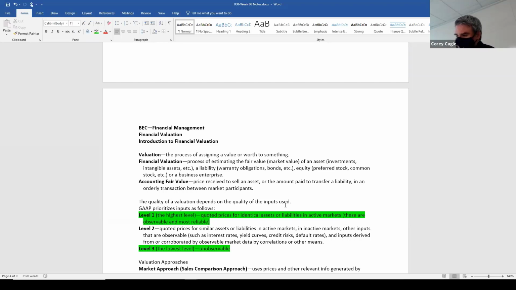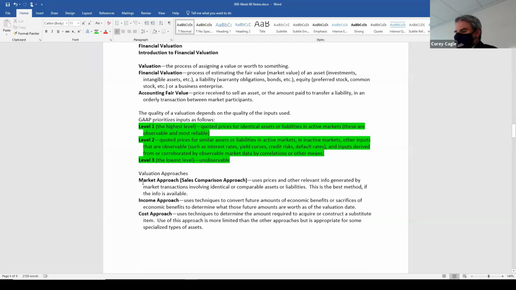And other random things there. But level 2 is just kind of the in-between. So that's good, important stuff there. And then they just talk about a couple of approaches to valuing things, very surface stuff, not a whole lot of depth here. This whole chapter is called Introduction to Financial Valuation, so you don't expect to see much.